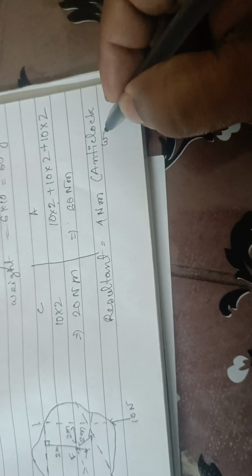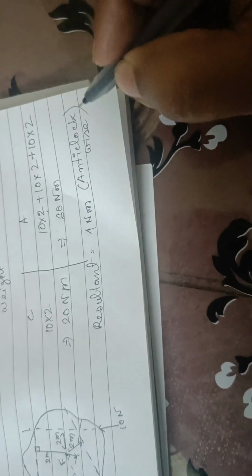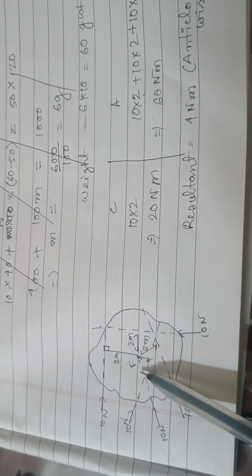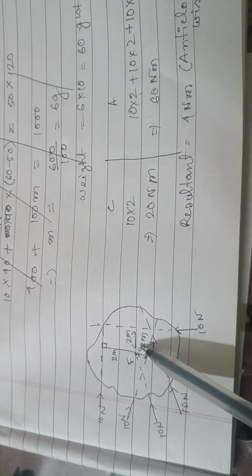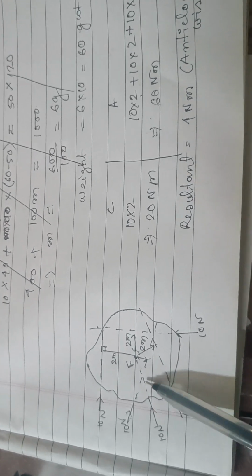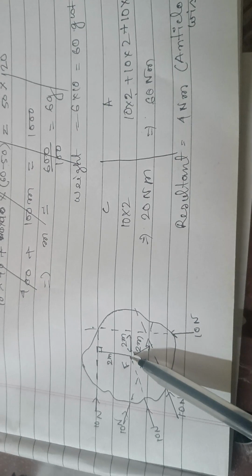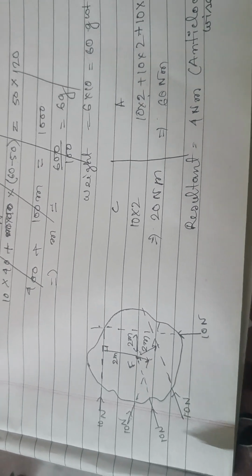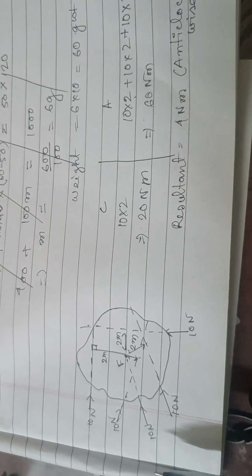I have taken 1, 2, 3, 4 forces over here. So 5 forces are there. This force will not have any kind of effect because it is acting at the fulcrum or axis of rotation or point of rotation. If any force is acting at that particular point of rotation or axis of rotation, it will not cause any kind of rotation.